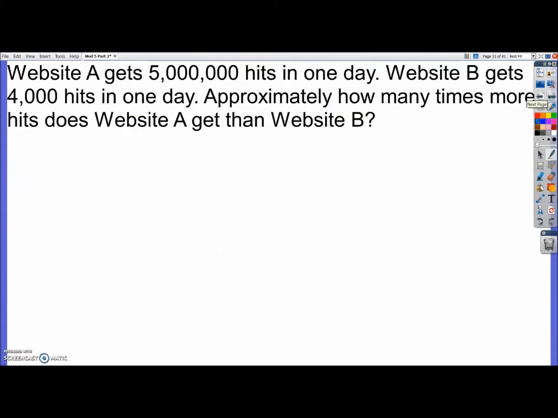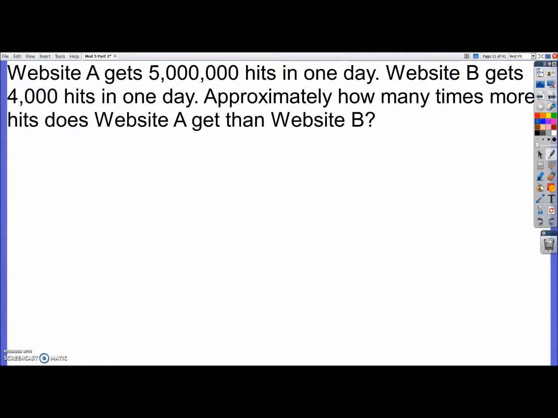All right, so let's go ahead now and look at some of these word problems. It says a website gets 5 million hits in one day. So 5 million people go to this website and click on something. A second website, website B, gets 4,000 hits per day, a much smaller website. Approximately how many times more does website A get than website B?